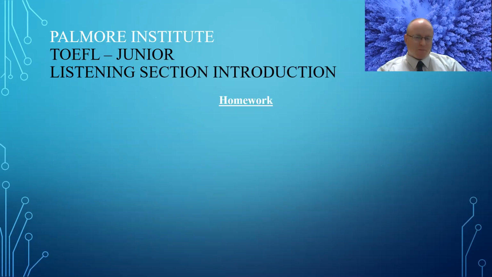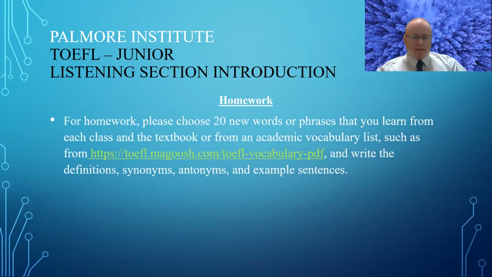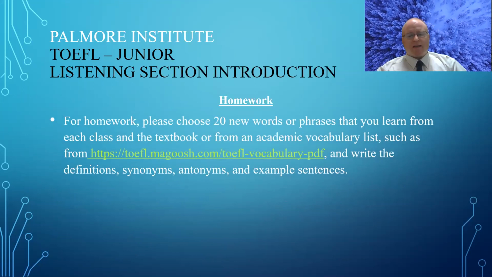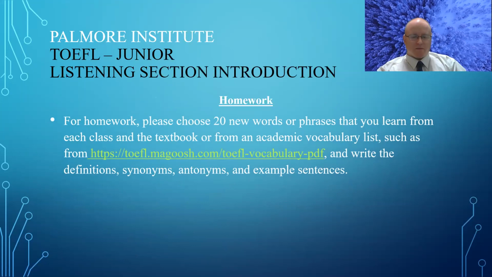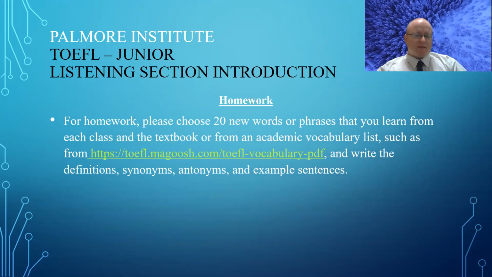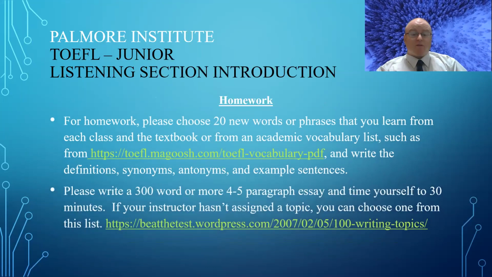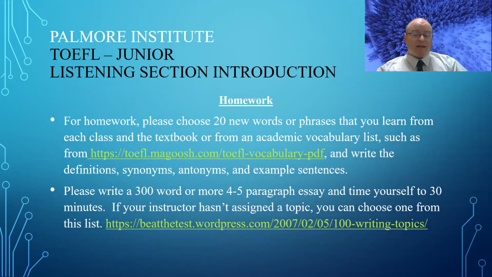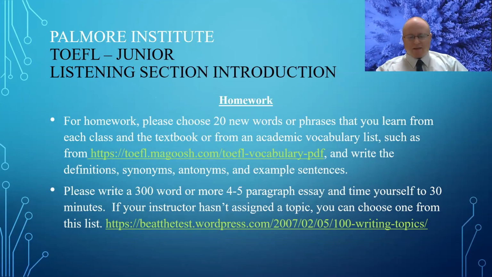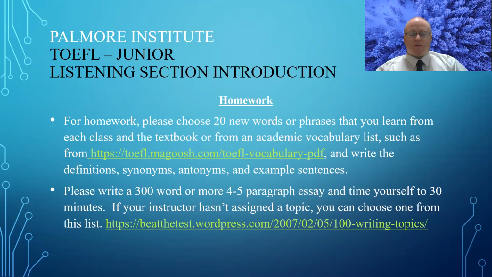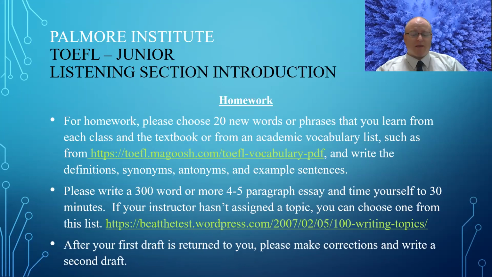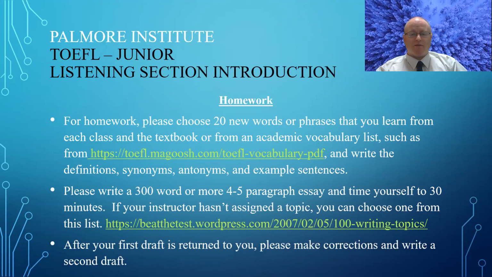For the homework, please choose 20 new words or phrases that you learned from each class in the textbook or from an academic vocabulary list, such as the one mentioned below, and write definitions, synonyms, antonyms, and example sentences. And please write a 300-word or more 4 to 5 paragraph essay and time yourself to 30 minutes. If your instructor hasn't assigned a topic, you can choose one from this list. After your first draft is returned to you, please make corrections and write a second draft.